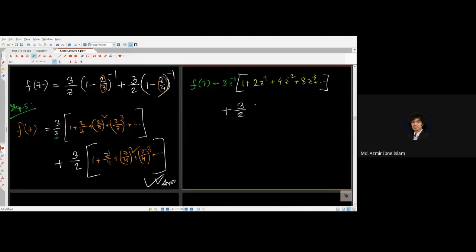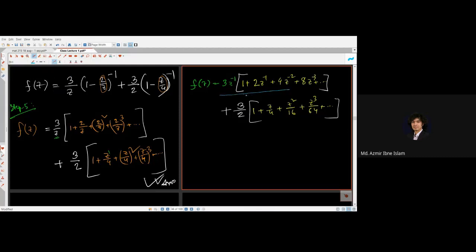And now we have the positive power series. We can simplify as 1 plus z by 4 plus z squared by 16 plus z cube by 4 cube, which is 64, up to infinity. So we can also simplify 3 by 2 times 1, 3 by 2 times z by 4. So we can also do that, but now we can separate this part.